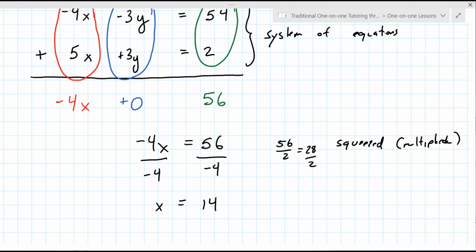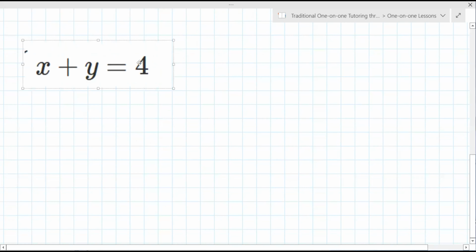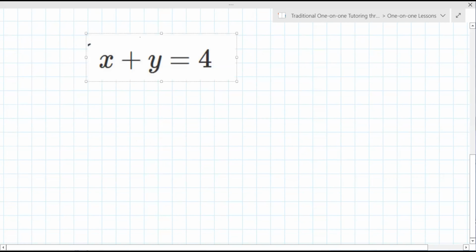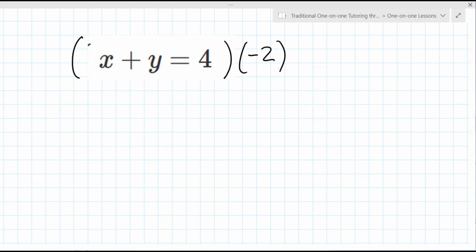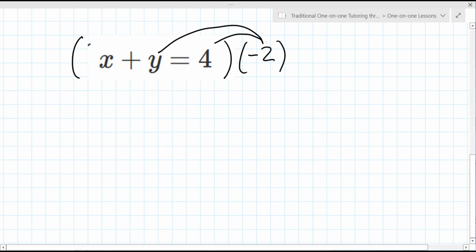All right, so let's look at another problem. We're just going to go through these same steps here. Let me do this one. What we're going to do in this one is multiply this by -2. We'll get to y at some point, but that's not important right now. So that means multiplying every single thing by -2.